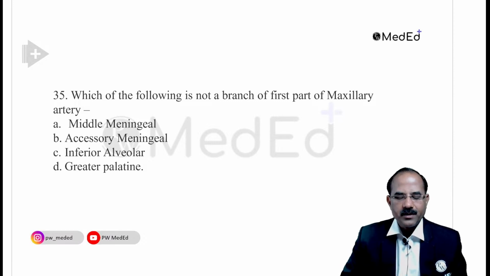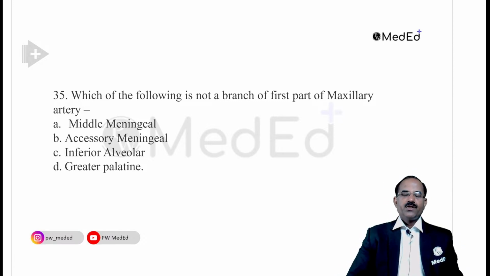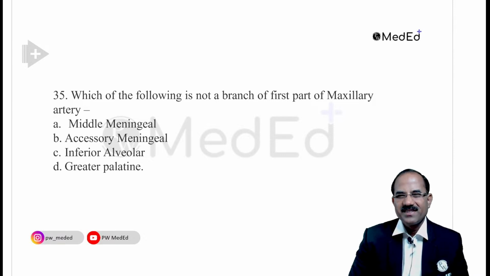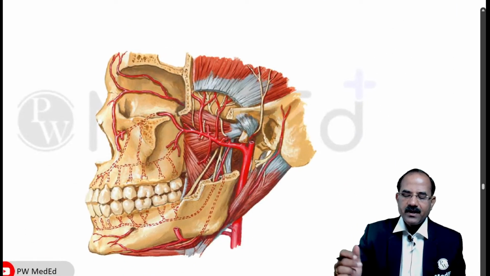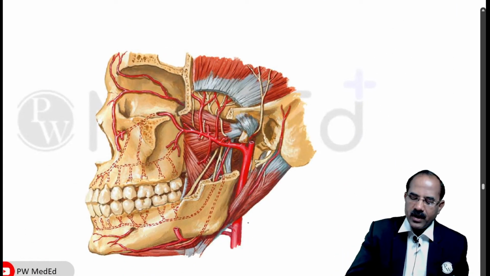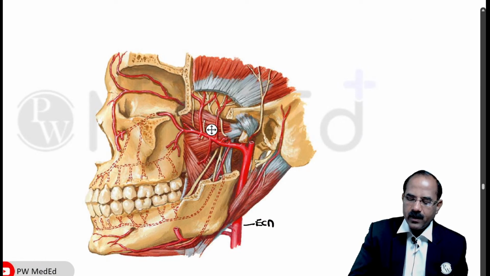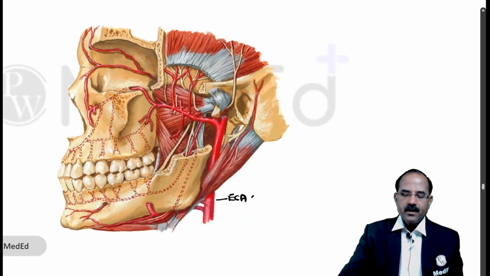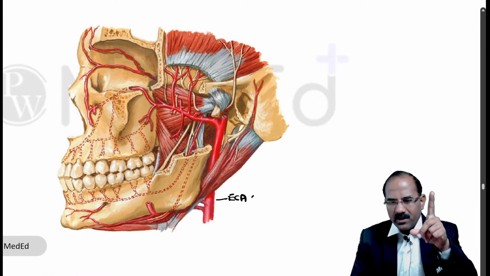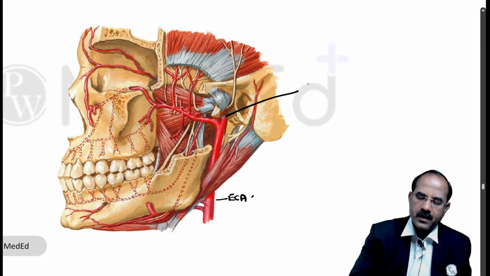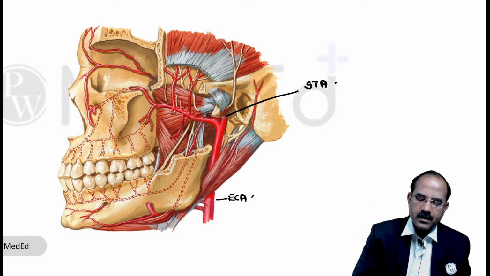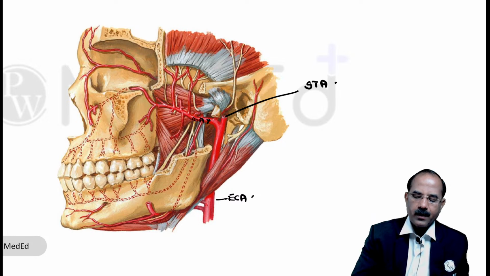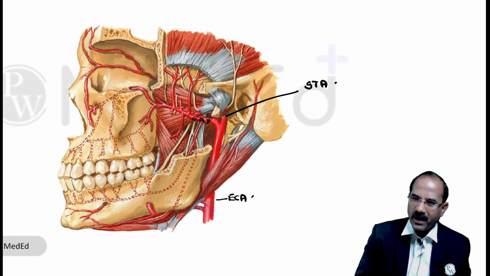So come on, children. Coming to the next MCQ, number 35. Which of the following is not a branch of the first part of the maxillary artery? Any guesses? Now this maxillary artery is a terminal branch of which artery? This is the external carotid artery. The external carotid artery gives two terminal branches. What is this artery? It is the superficial temporal artery. And what is this artery? The maxillary artery. Superficial temporal and maxillary.